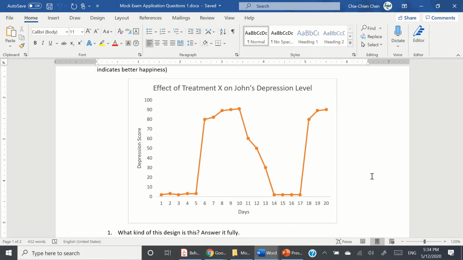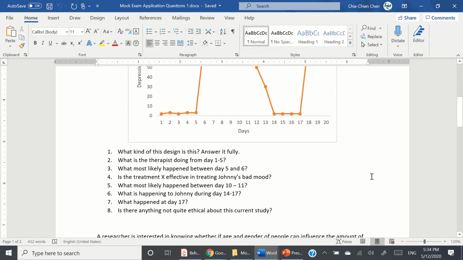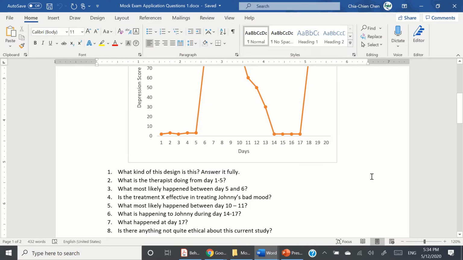All right, so number one, what kind of design is this? Well, this kind of design is a single-subject design. Okay, now yeah, so it's a single-subject design. Number two, what is the therapist doing from day 1 to 5? Well, the therapist is trying to establish a stable baseline before introduction of the treatment.